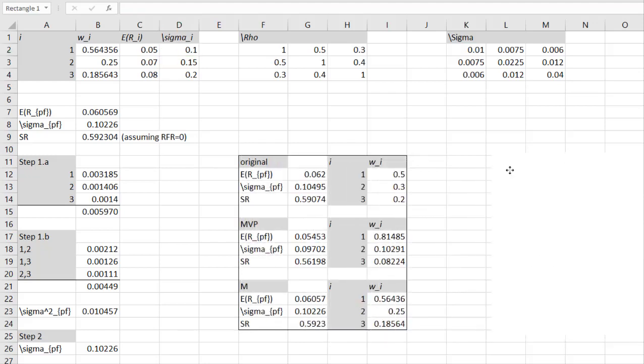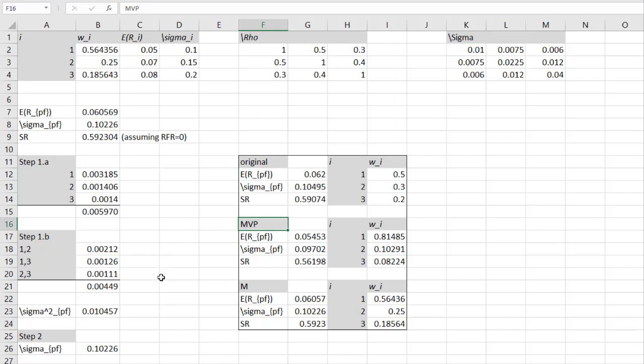I have displayed here the weights, expected returns, volatilities, and also the Sharpe ratios for the original example. Here you see the weights. These are the weights for the minimum variance portfolio, and here you can find the weights for the market portfolio.